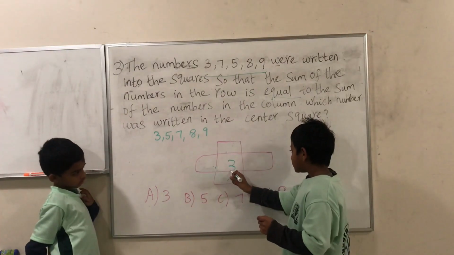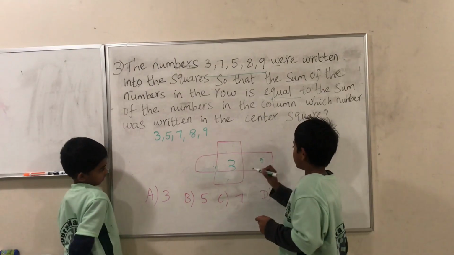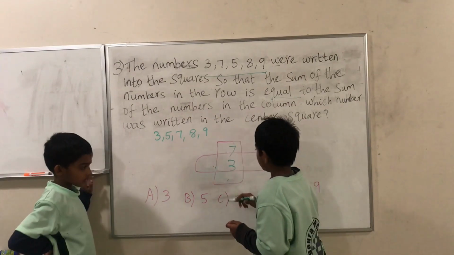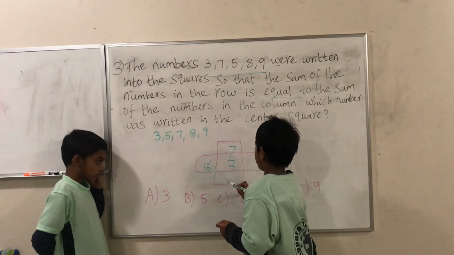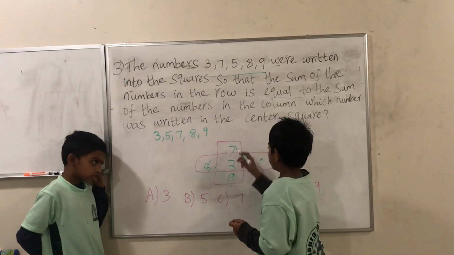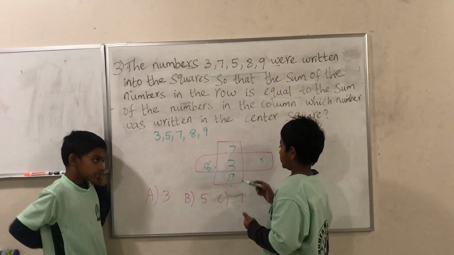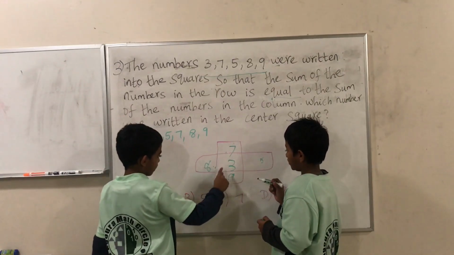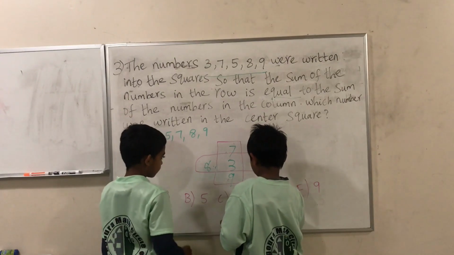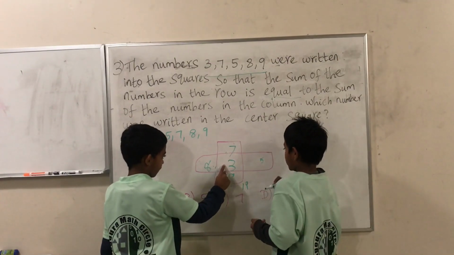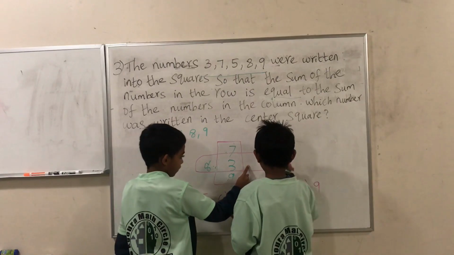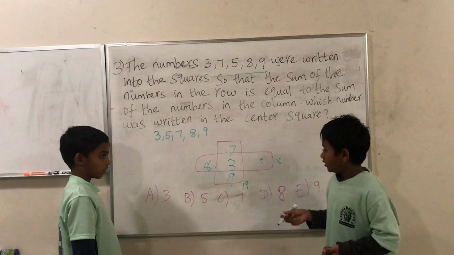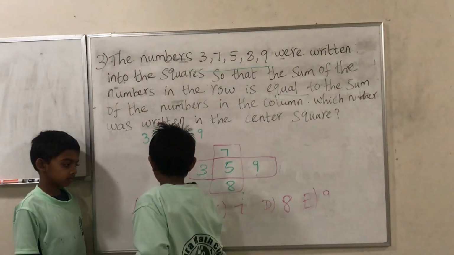So if 3 is in the center square and we put 5 over here and 7 on the top square and 8 over here and 9 here, what's the sum for each? Let's add. 7 plus 3, 10 plus 9, 19. 8 plus 3, 11 plus 5, 16. They're not equal. So 3 doesn't work, so we're going to cross 3 out.